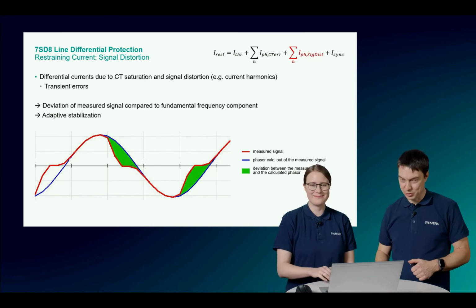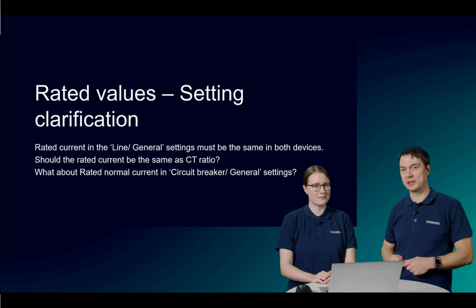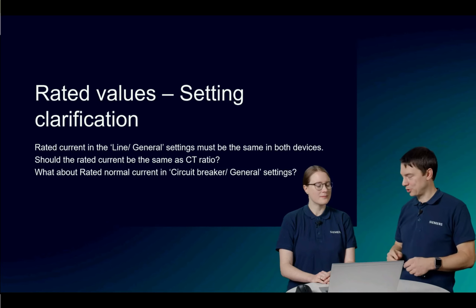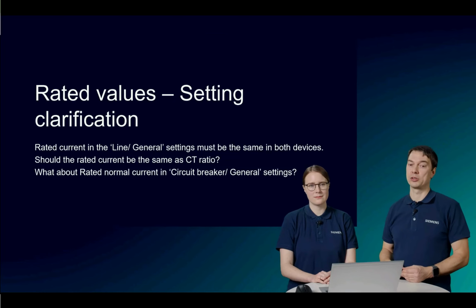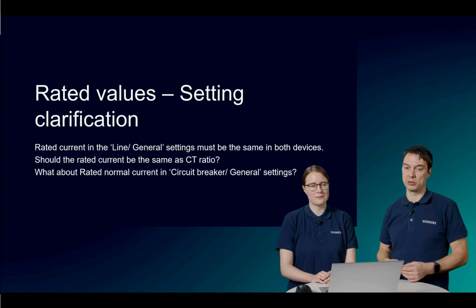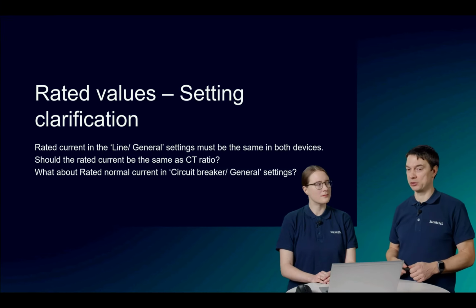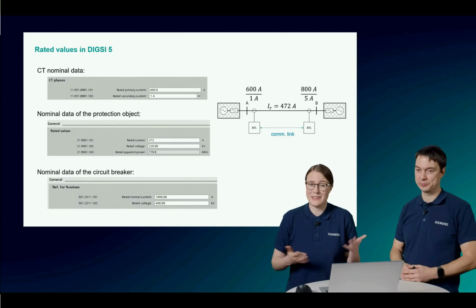Okay, then the next question is regarding rated values. In DIGSI, there are some settings where you can set the rated values, and maybe this question came from this fact. There are multiple positions where you can set this. So the question is: the rated current in the line general settings must be the same in both devices? Yes. Should the rated current be the same as the CT ratio? That's the first question. And the second one is, what about the rated nominal current in the circuit breaker general settings? Okay, yeah, I understand where the confusion maybe comes from.